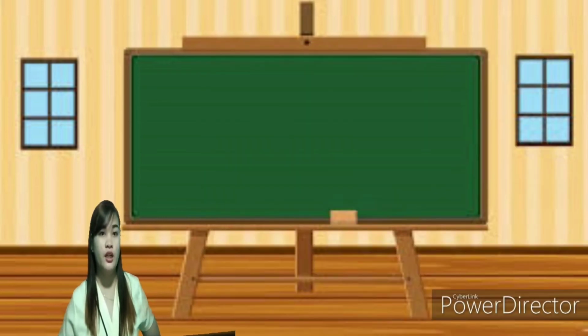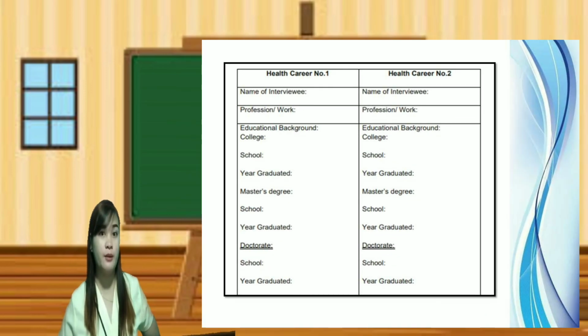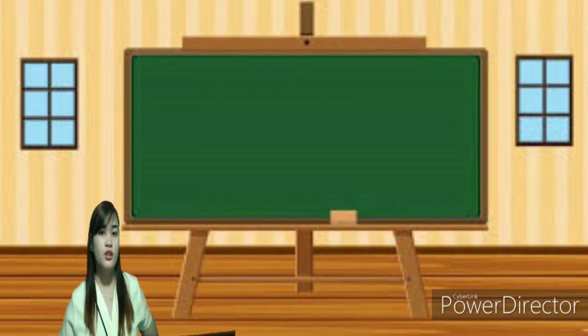So, for example, health career number 1, the name of the interviewee, the profession or the work, educational background under what school, college, year graduated, master's degree if they have, school, year graduated, or doctorate, school, and also what year they graduated. Same with health career number 2.